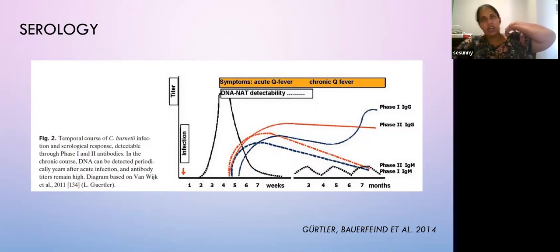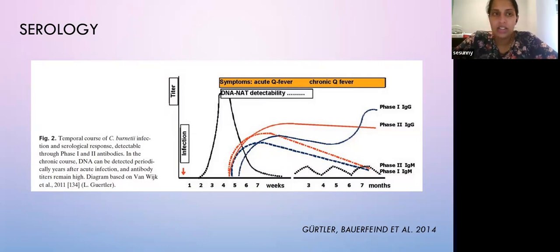Now, serology is not just phase 1, phase 2 antibodies. There are various serological methods, and the table in a slide or two will illustrate the differences. The first is the indirect immunofluorescent assay, the IFA, which is most commonly done. That's what we do as well. There's also an ELISA-based method, which is qualitative, not quantitative. There are agglutination tests, complement fixation assays, and Western blot tests as well.